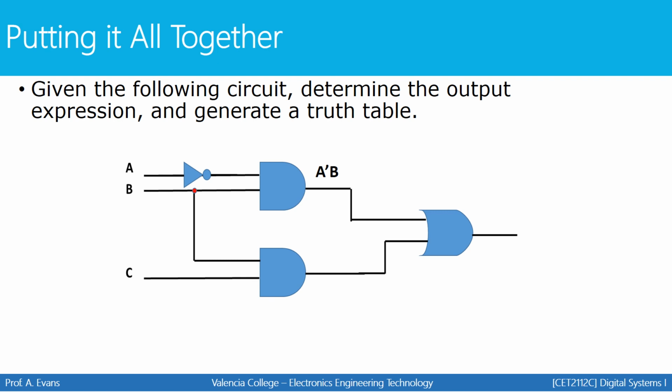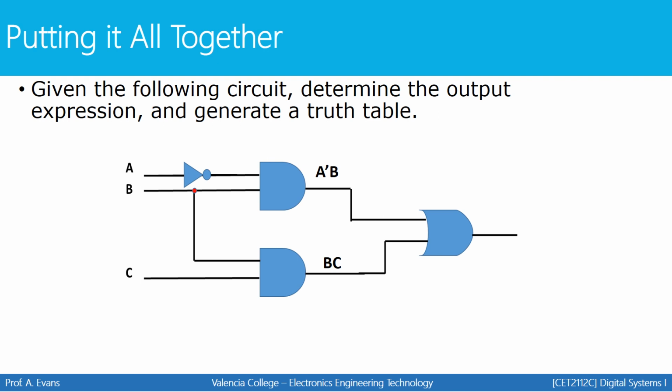So with this example, we can see that A goes into an inverter and comes out, and that inverted A goes into the AND gate with input B. So the output of that AND gate we would describe as not A and B, or A with an apostrophe next to a B.